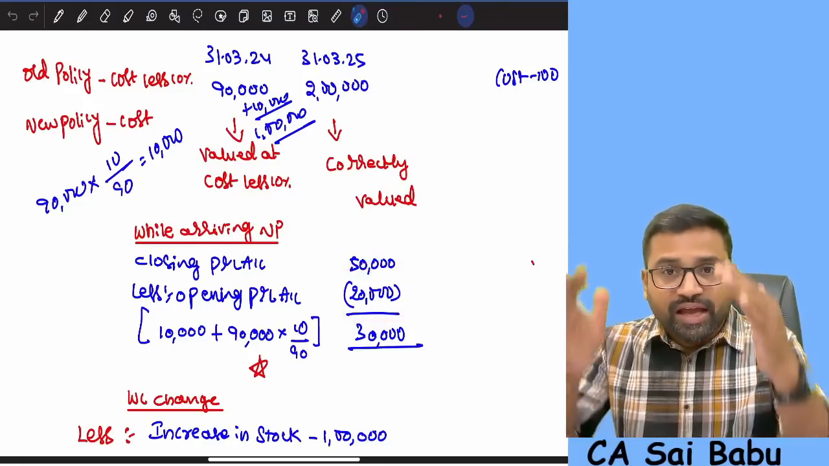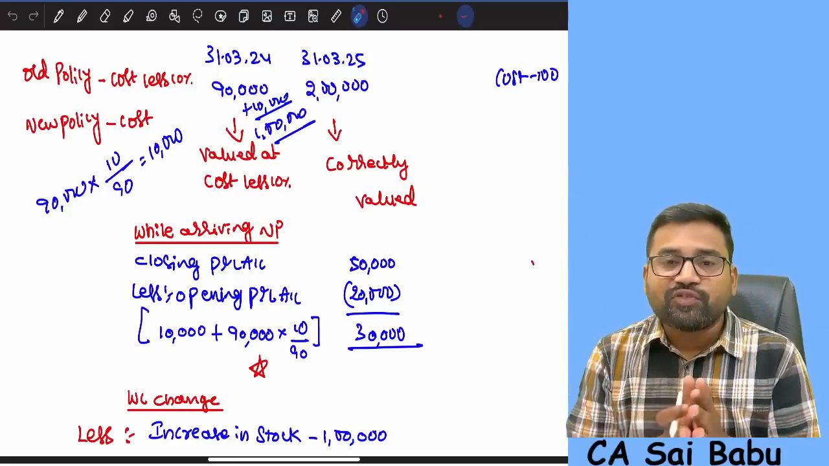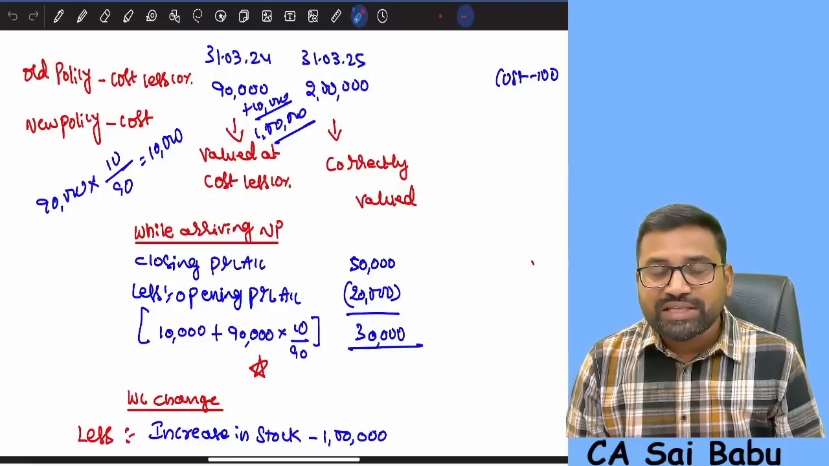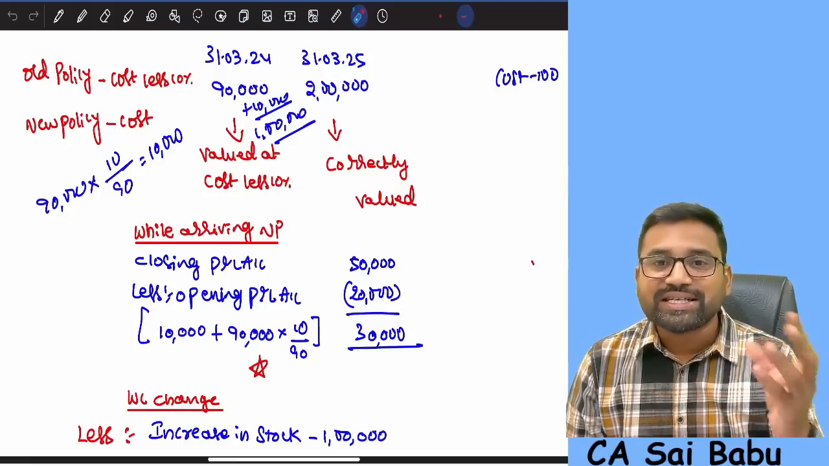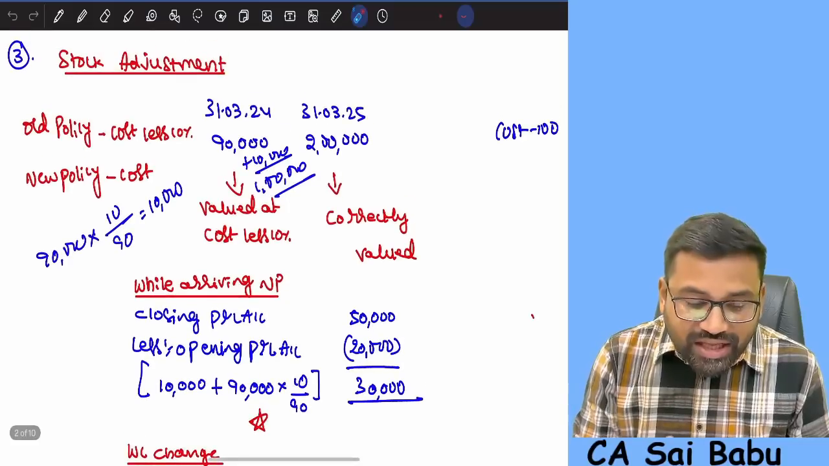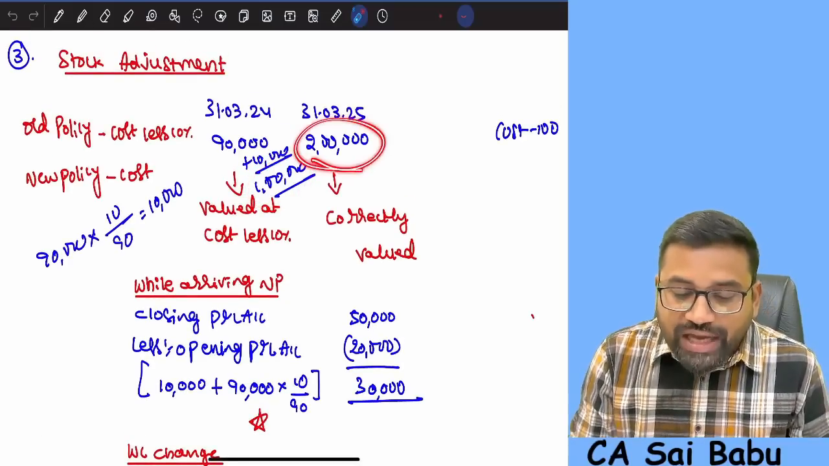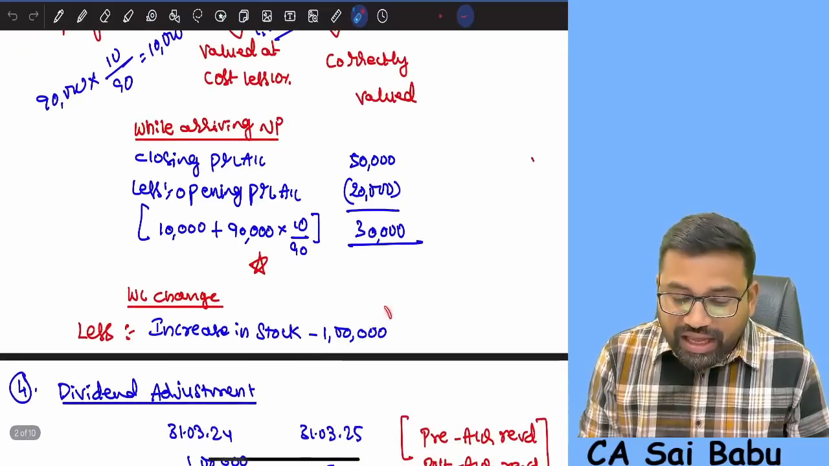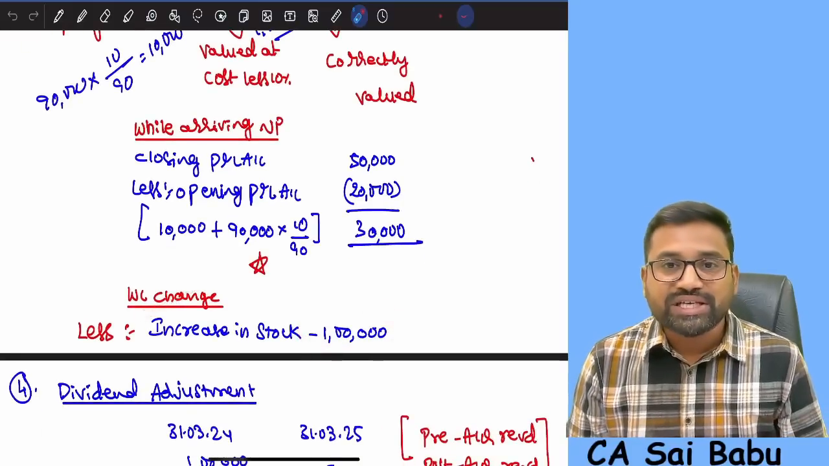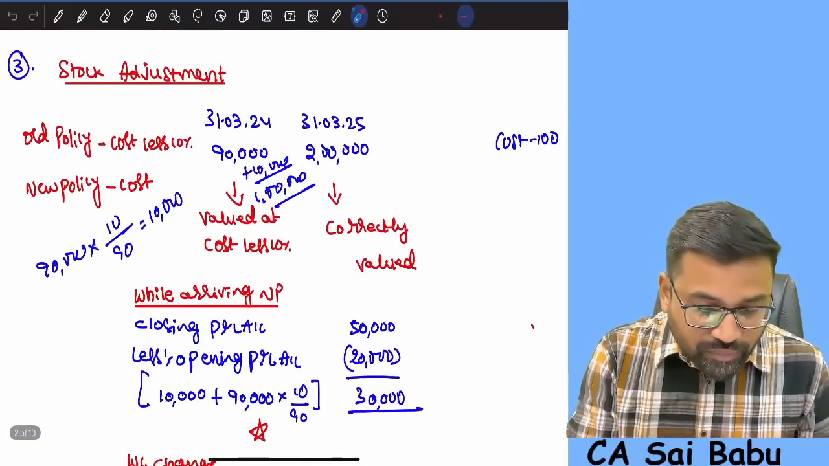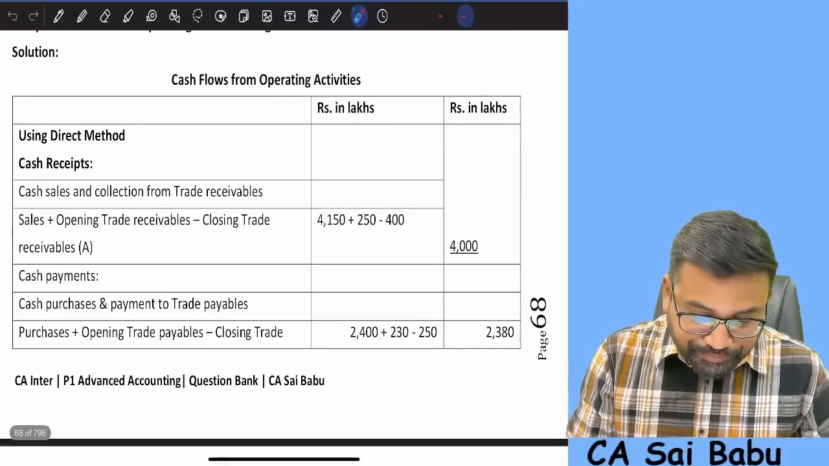And then again, when you are ascertaining cash flow from operating activities under the indirect method, working capital changes we will adjust now. That means the difference between current assets and current liabilities. Now, since here my opening stock is now correctly valued at 1 lakh, and my closing inventory is 2 lakhs, the difference of 1 lakh I will adjust as working capital changes to ascertain the cash flow from operating activities. Okay. So I will show you this question also, sir.